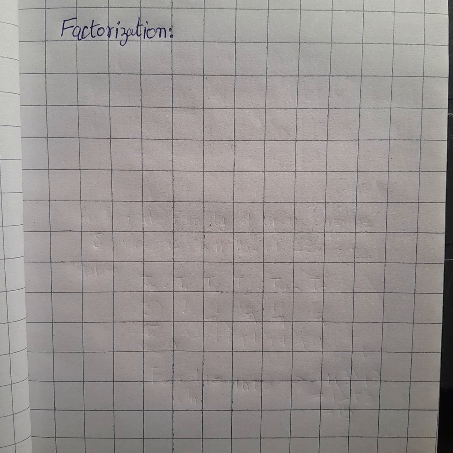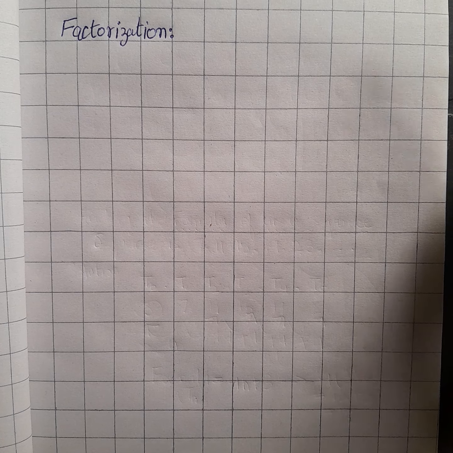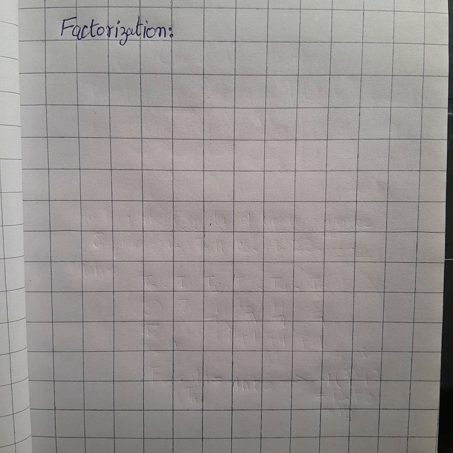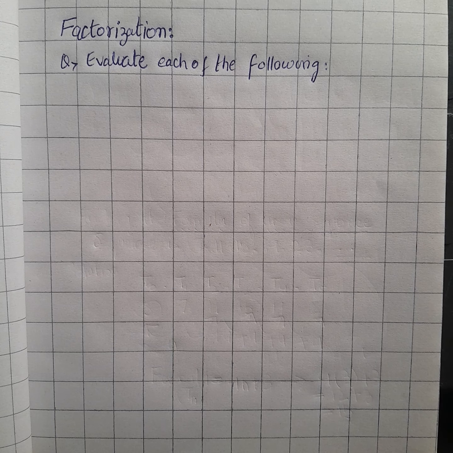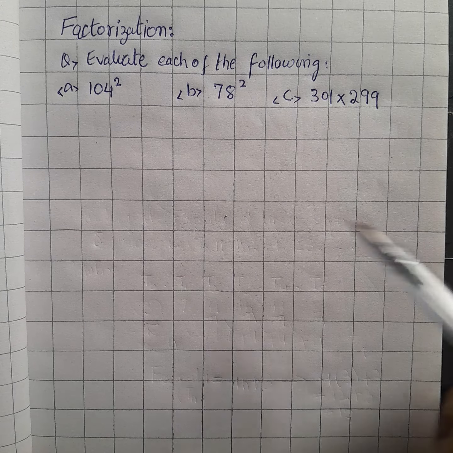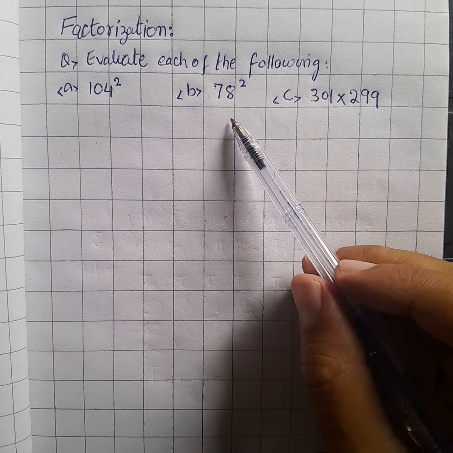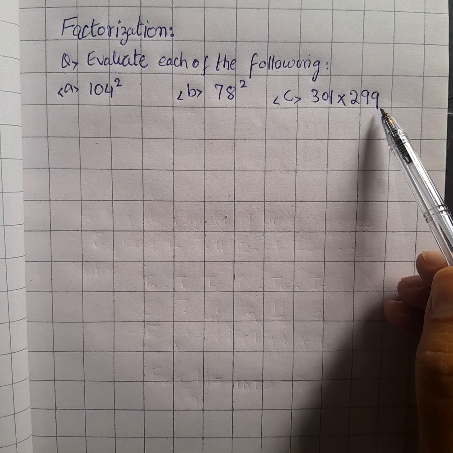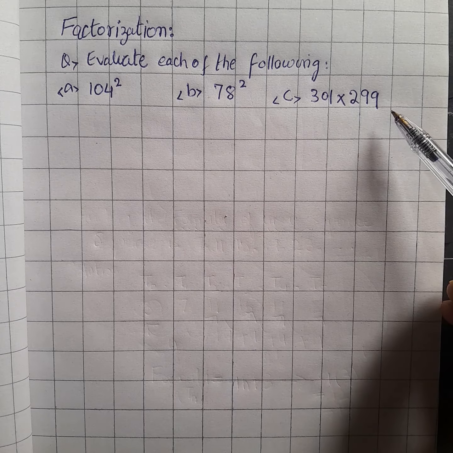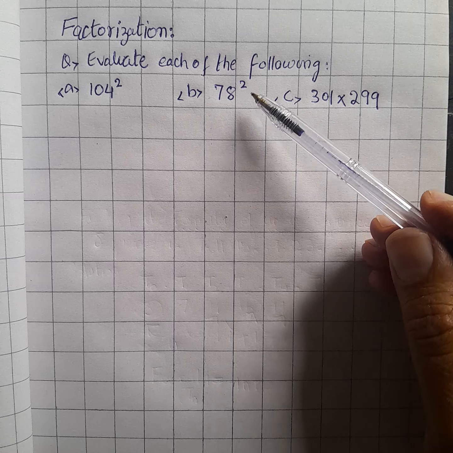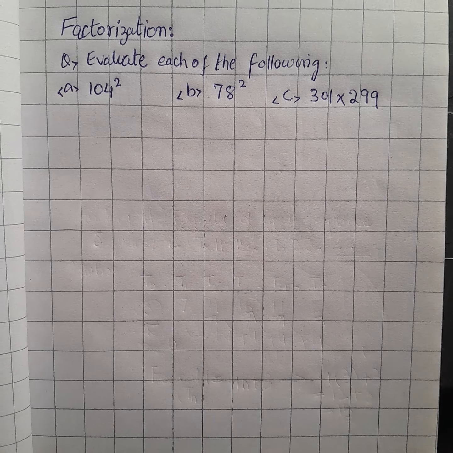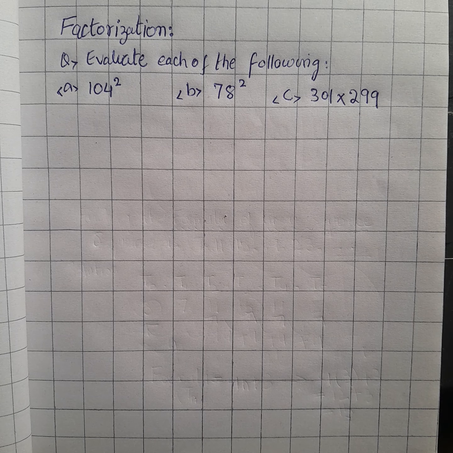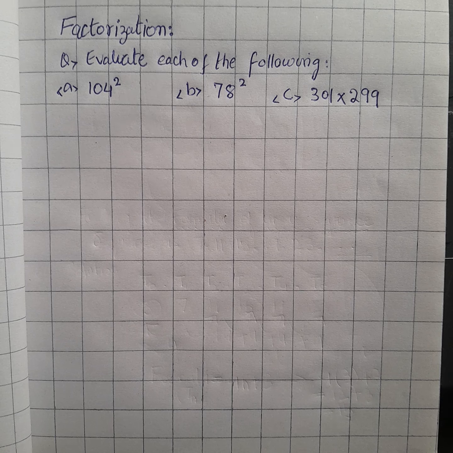Today we will solve the factorization question and we will see how to evaluate square and product of numbers using algebraic expressions. So we have the question, evaluate each of the following. We have three parts: (a) 104 whole square, (b) 78 square, and (c) 301 multiplied by 299. So these are three different parts. Let's see how we can solve each of these parts using the factorization and algebraic identities method.